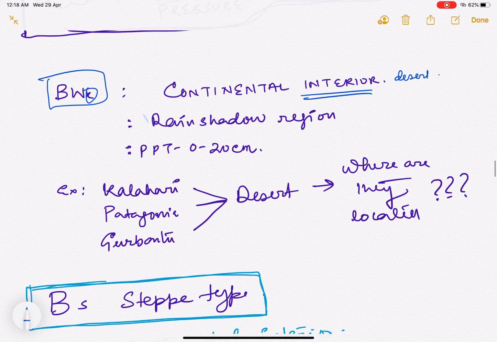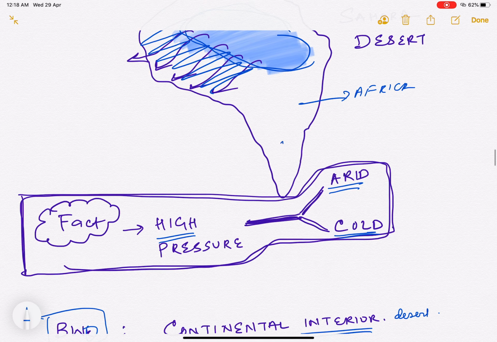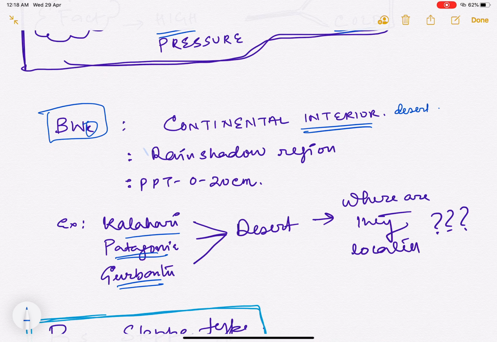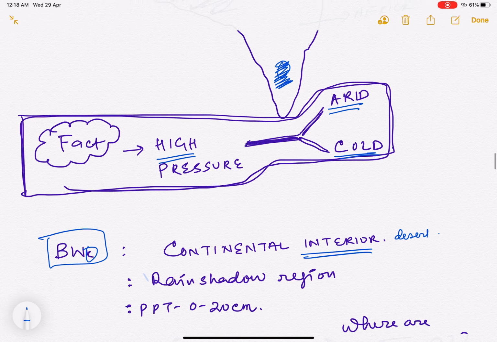Again, this is the Kalahari and the Patagonia Gurbantu deserts. One, I can tell you that Kalahari is over here. Please do tell me in the comment section where is Patagonia and where is Gurbantu.